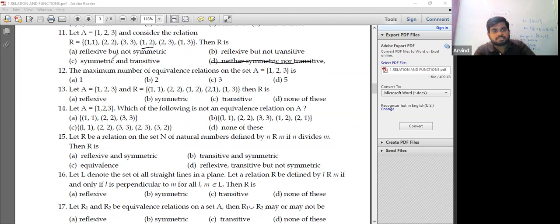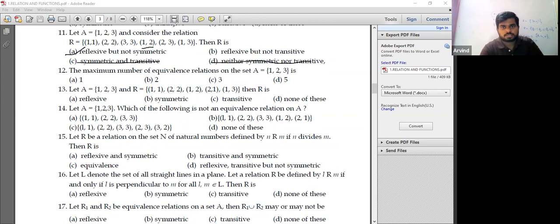But it is not symmetric, so I can eliminate option C. Now again a confusion, reflexive but not transitive. It is transitive actually. (1,2) is there, (2,3) is there, is (1,3) there? Yes. Therefore option B is wrong. The correct option is option A.